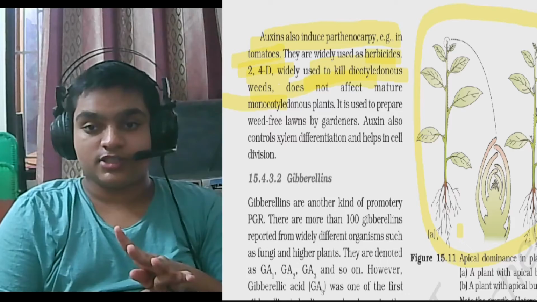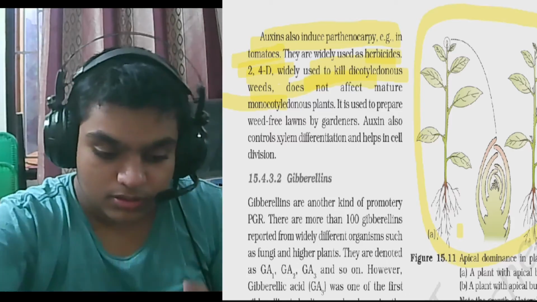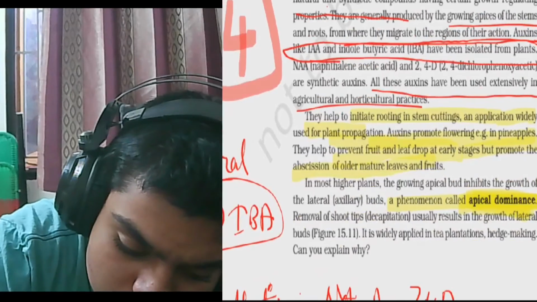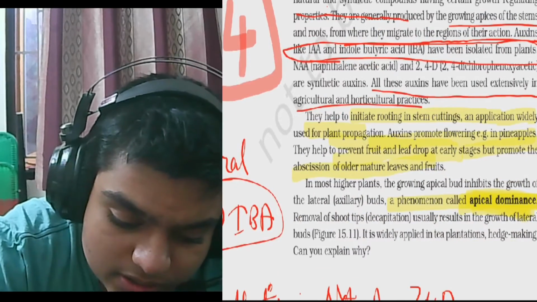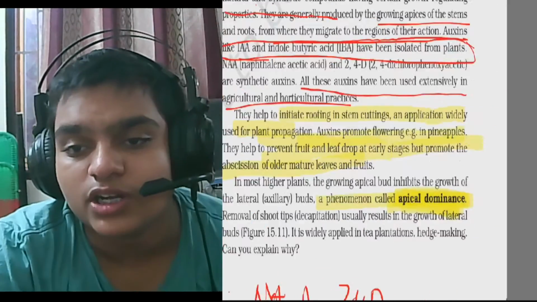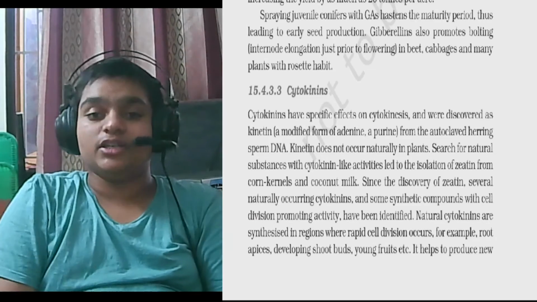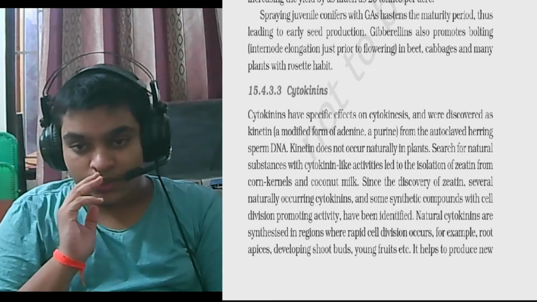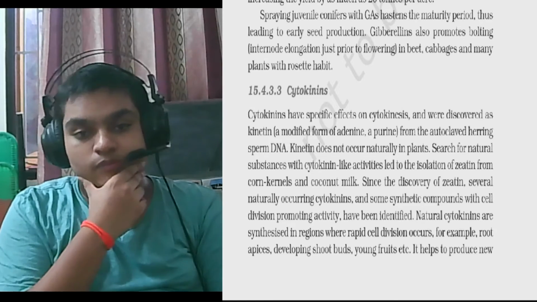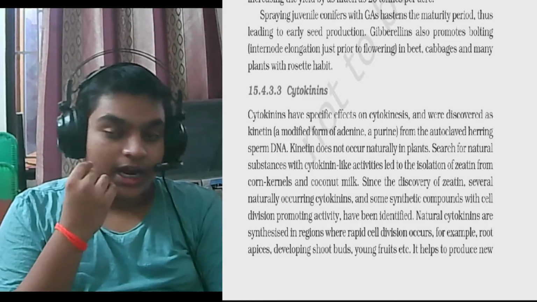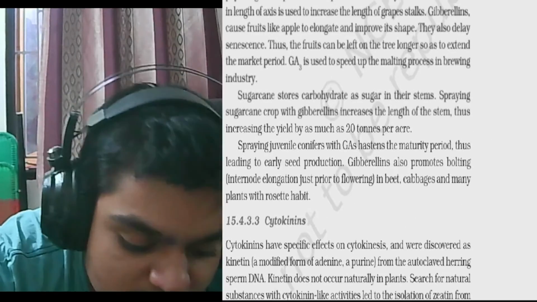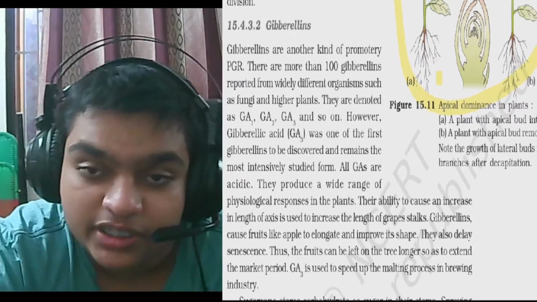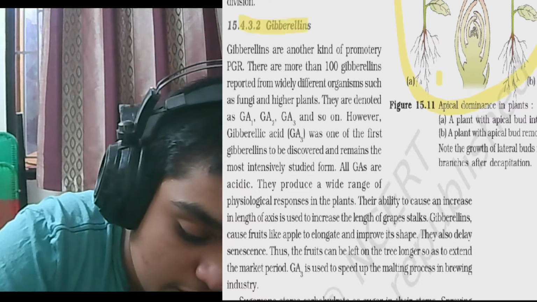And also we have seen that auxins help in rooting of stem cuttings, and they prevent fruit and leaf fall at early stages and promote abscission of mature leaves and fruits. Those are the physiological functions of auxins. Now let's move on to gibberellins.